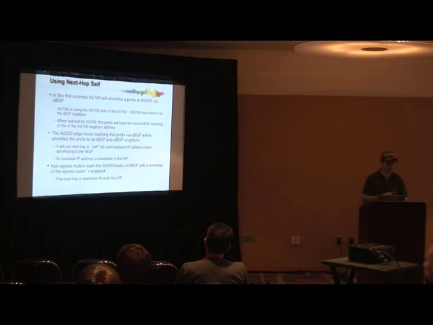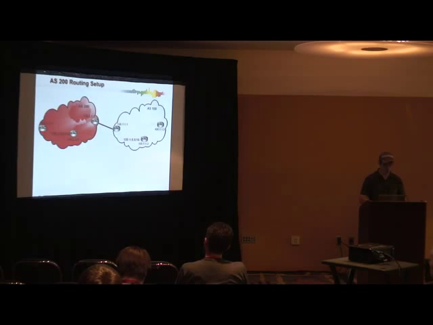In the first example, AS100 is going to advertise to AS200 via eBGP. AS100 is going to use the AS100 side of the point-to-point link. And when the route is learned by AS200, they're going to continue to use the natural BGP protocol next hop. And the AS200 edge router learning the prefix is going to re-advertise it to its iBGP neighbors. And it's going to set next hop self. So the next hop is going to be reset to his own loopback. So let's walk through this.